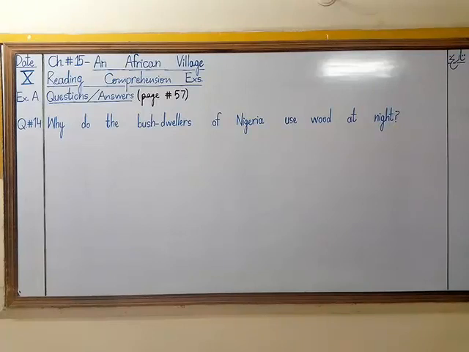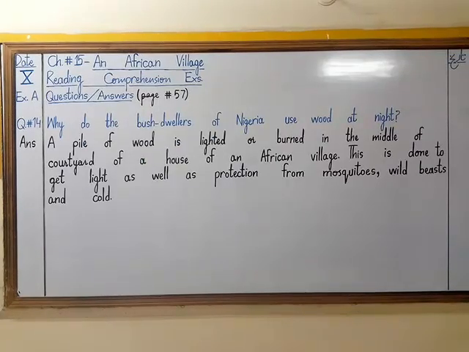Okay, I will write down the answer, meanwhile you write down the question. The answer to this question is, a pile of wood is lighted or burnt in the middle of courtyard of a house of an African village. This is done to get light as well as protection from mosquitoes, wild beasts and cold. This is the same answer we discussed, and this is also a very important question in our board paper.